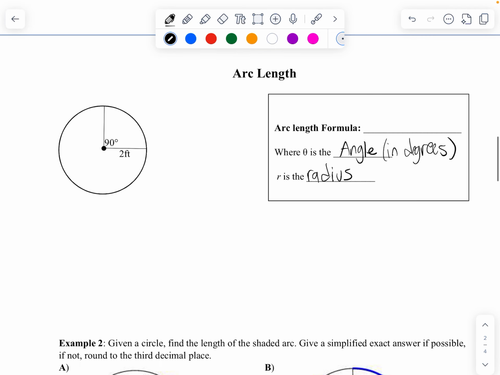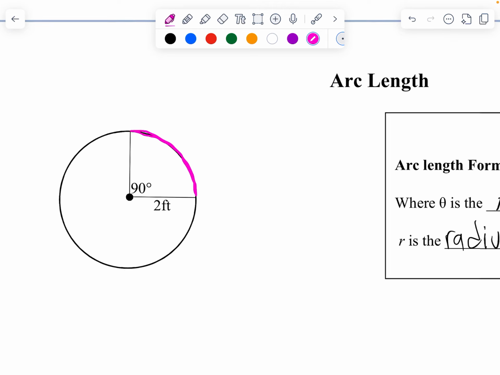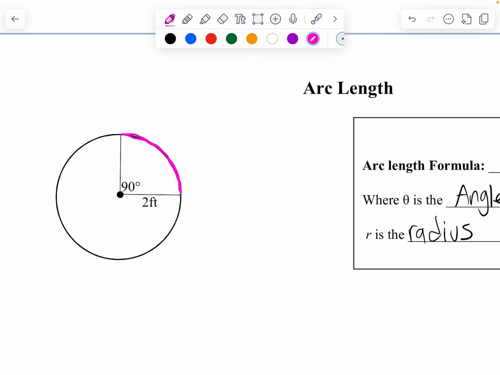Okay? So let's move on to arc length. Arc length, there's a couple of ways we can talk about this. Remember, an arc is a section of the circumference. So if I wanted to look at this arc specifically, and I wanted to find the length of that arc, you're looking at a portion of the circumference. Remember, circumference of a circle was 2 times pi times the radius. In our case here, our radius is 2 feet, so C equals 2 pi times 2, in other words, 4 pi. That means the entire outer edge of the circle is 4 pi.